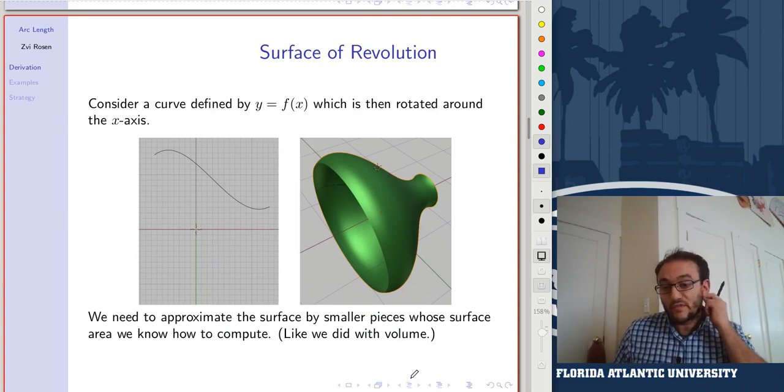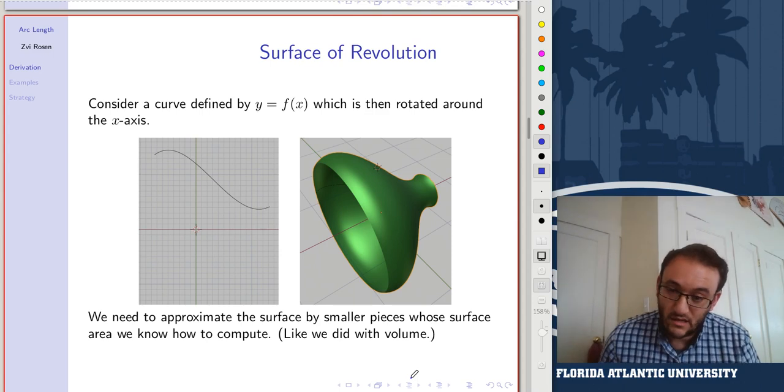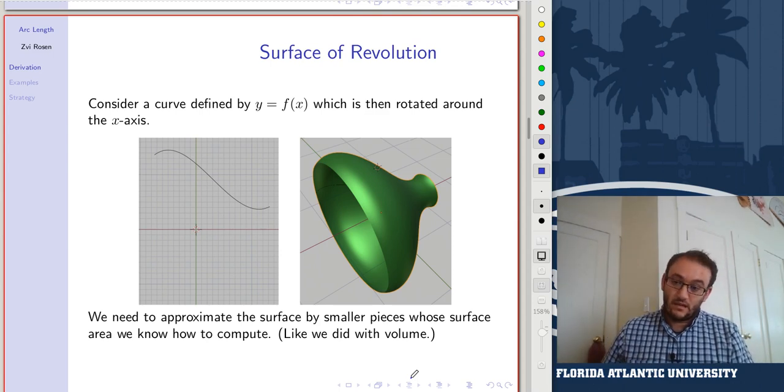Now let's think about a surface of revolution. Consider a curve defined by y equals f of x, which is then rotated around the x-axis. And here are a couple of images that I made in Blender. The first is a curve, and the second is a surface of revolution.